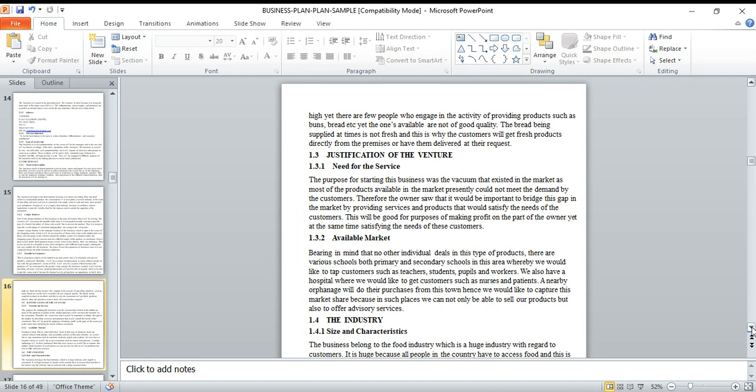Number two, availability of market. Remember we said that because of the demand, there was availability of the market, bearing in mind that no other individual deals in this type of products. There are various schools, both primary and secondary schools, in this area, where we would like to tap customers such as teachers, students, pupils, and workers. So there is that, and that's when you're justifying. You can just focus on the two: the need of the business and the availability of the market to justify your business.